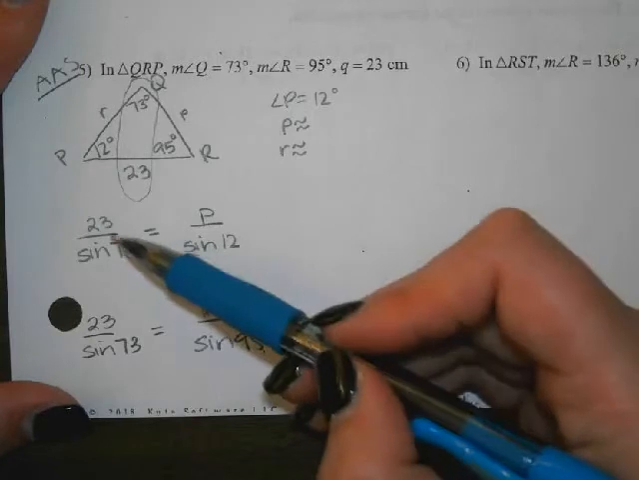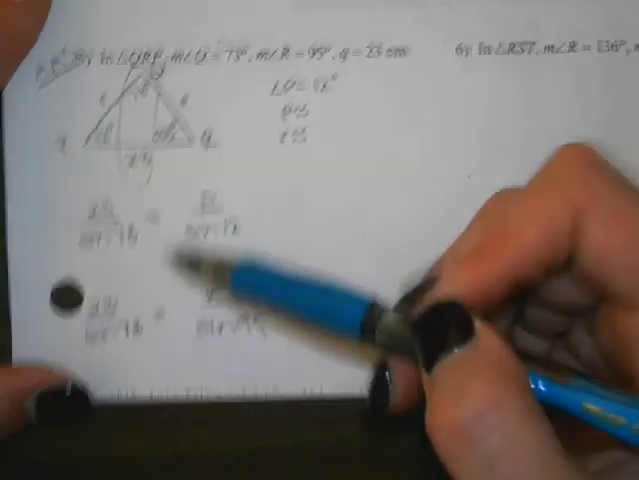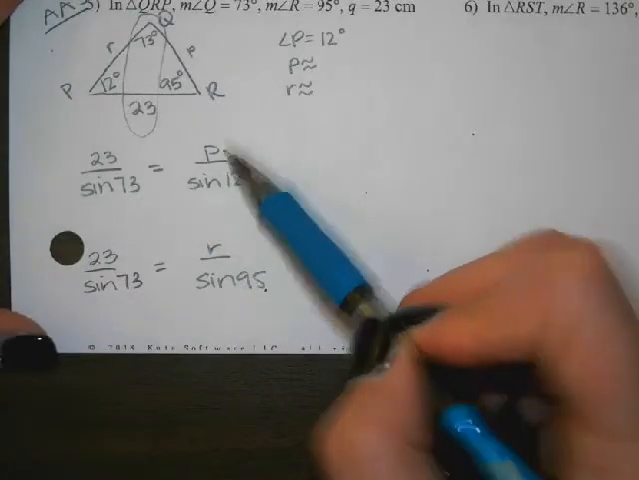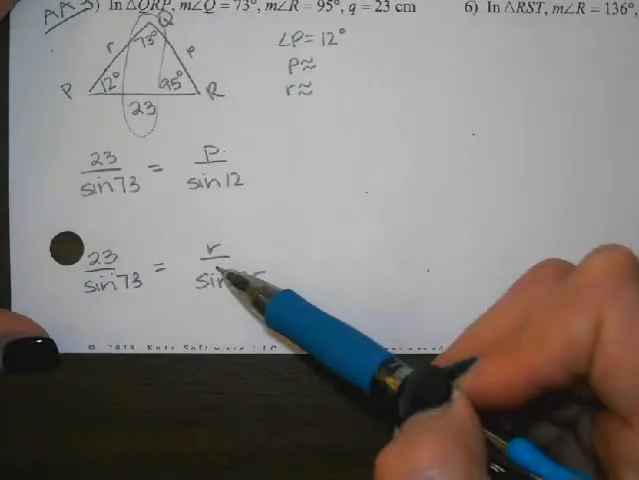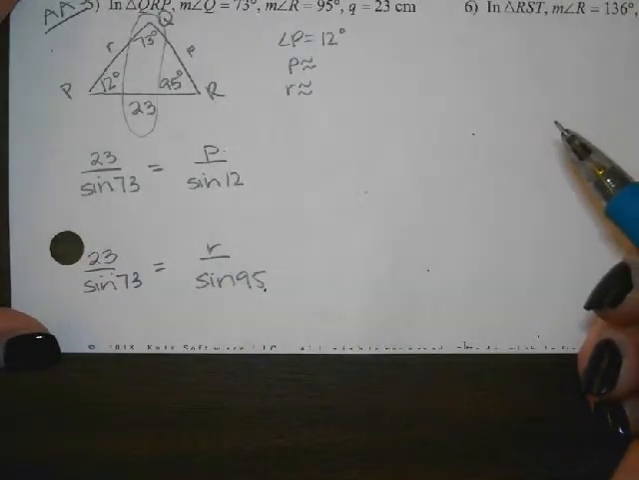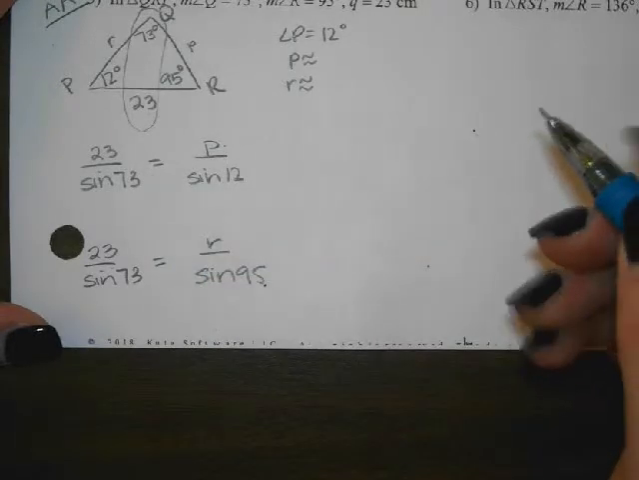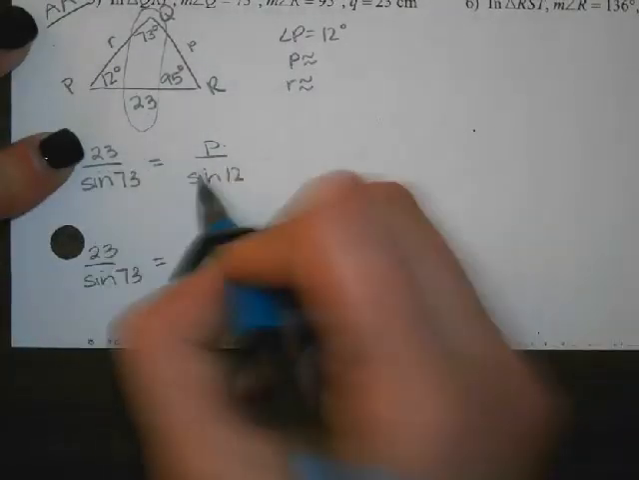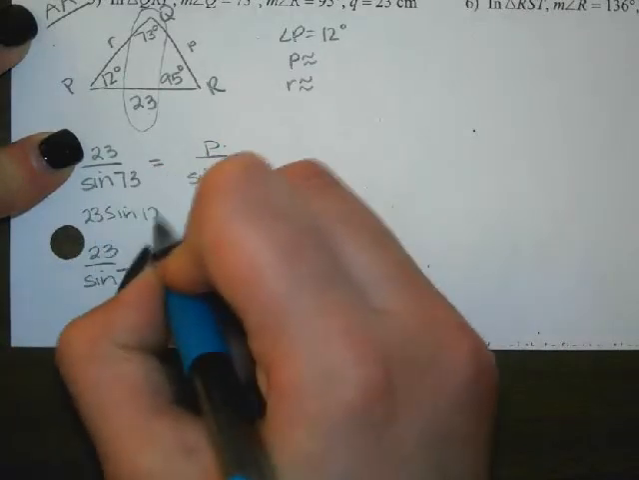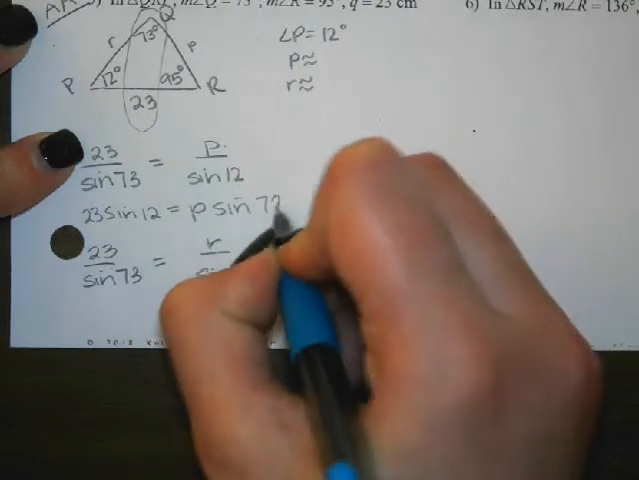So I always start with the fraction that has all the information. And then I'm using it to find one variable. And then I start in the same place and I use it to find the other variable. So what do I do now? Cross multiply. So I'm going to have 23 times sine of 12 equals P times sine of 73.